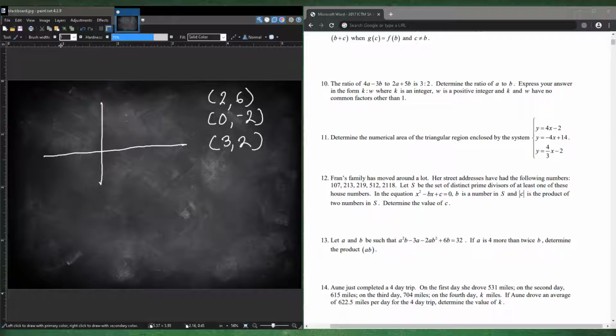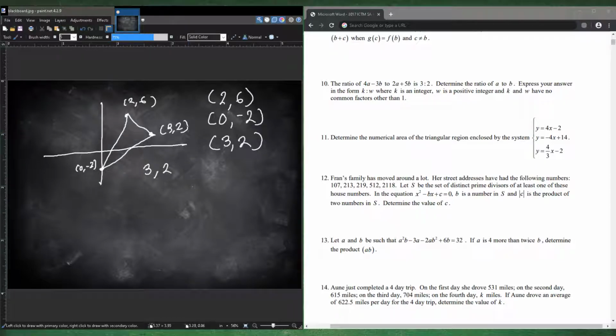So it's gonna be 2, 6. And then 0, -2, so somewhere right here. And then we have 3, 2, so somewhere right here. Okay. And what I like to do is use the point on the furthest right, so we're gonna start with 3, 2.